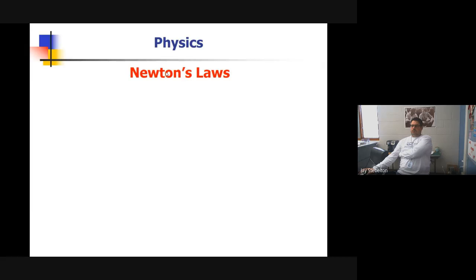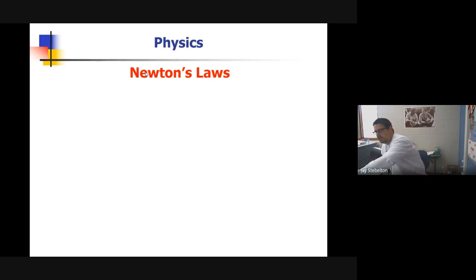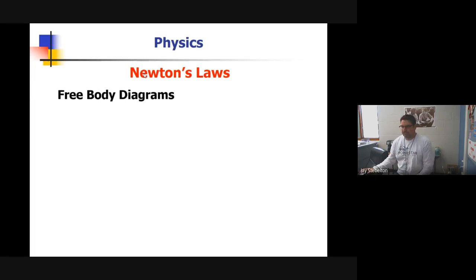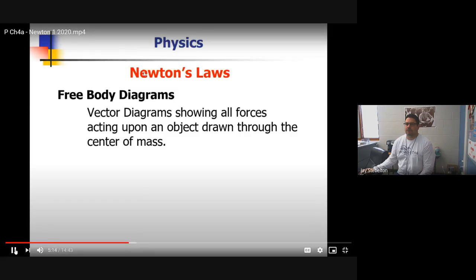Now, when we diagram objects using forces, we have two kinds of diagrams. So far, we've been using vector diagrams. But what we will start using is called free body diagrams. These are vector diagrams showing all forces acting upon an object, drawn through the center of mass.